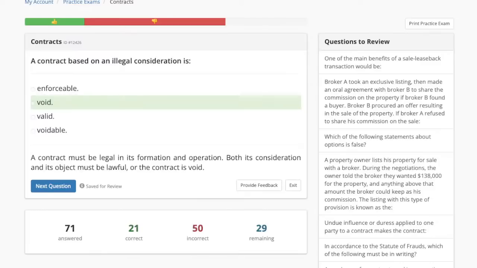Nice job, Joanne Santos. Statute of frauds says what must be in writing. Good job, everybody. Statute of limitations says what? Statute of limitations tells you what? The amount of time.